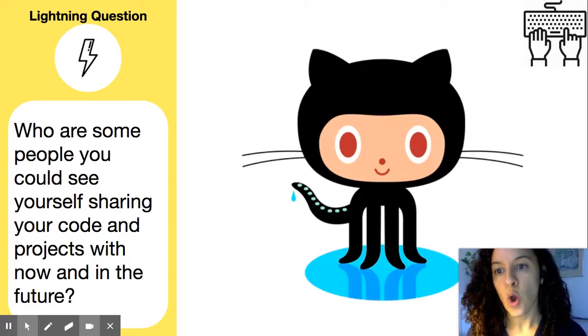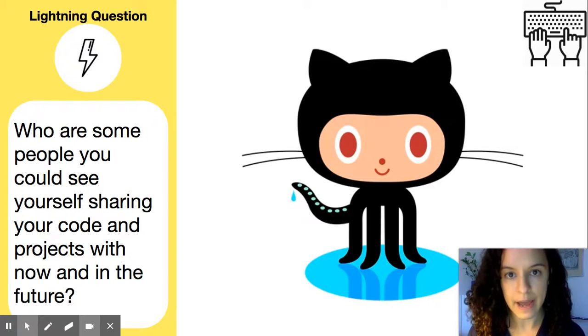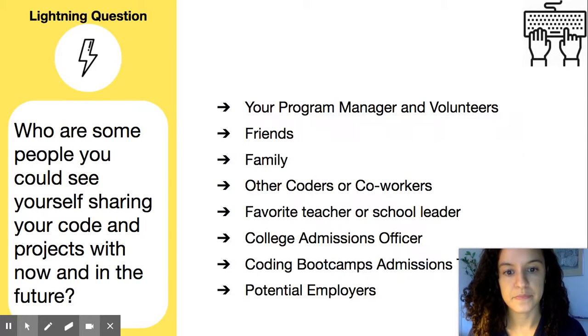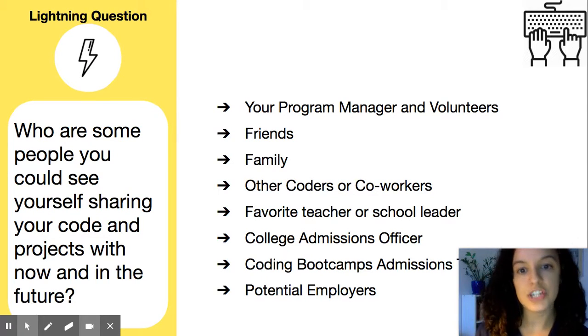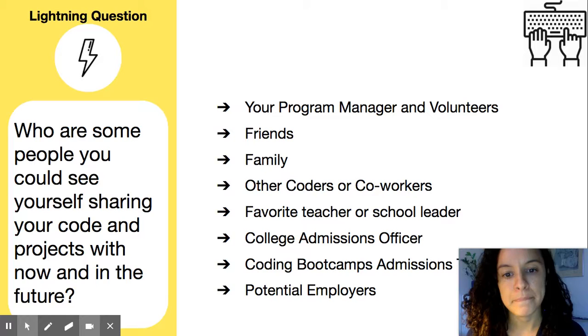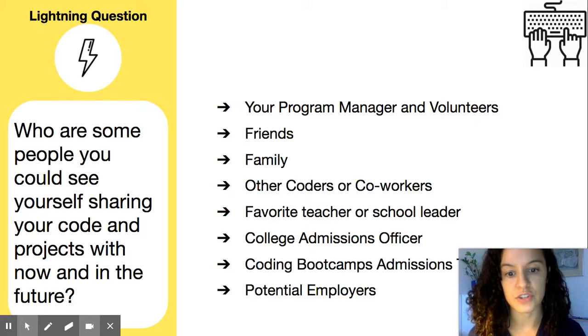All right, here's our lightning question. Who are some people you could see yourself sharing your code and projects with now and in the future? So by now you've done several projects. Who might you share those projects with now and in the future? Yep, you probably listed one of these people. So maybe your program manager and volunteers, friends, family, other coworkers, coders, favorite teacher or school leader, a college admissions officer, maybe coding bootcamp admissions officers, or potential employers. So all of these people might be interested in the coding that you're doing and the projects that you're building.